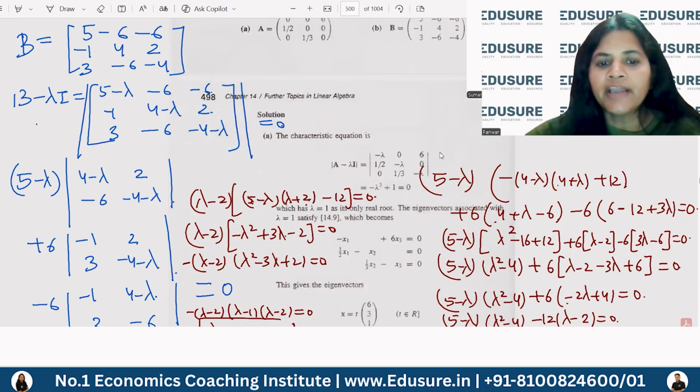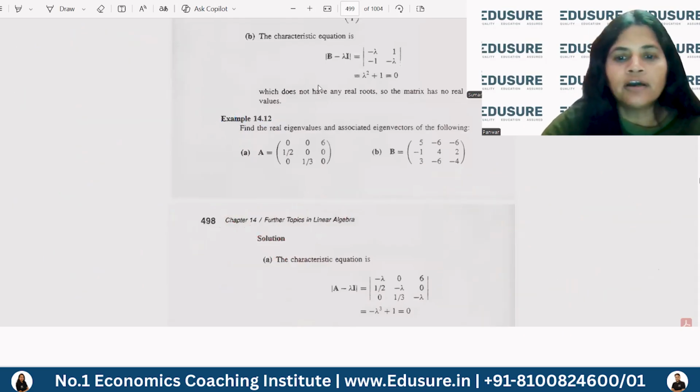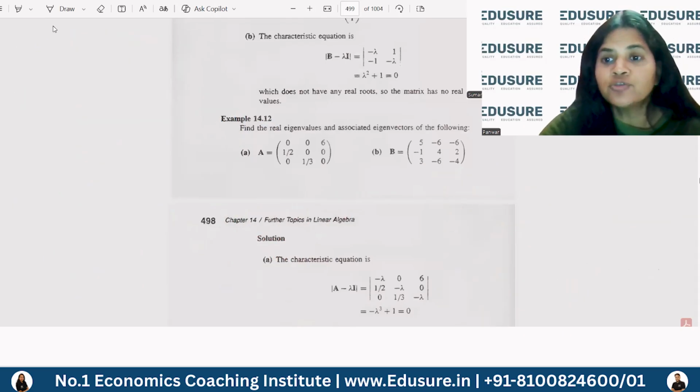The value 2 is a repeated eigenvalue. So we have calculated the eigenvalues, and now let me calculate the eigenvectors. So let's calculate the eigenvector. I'll calculate the eigenvector for lambda equals 1, and for lambda equals 2, you can try.